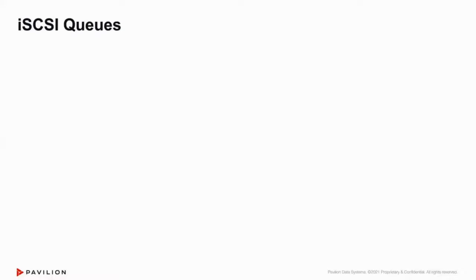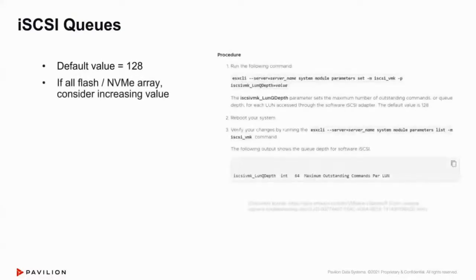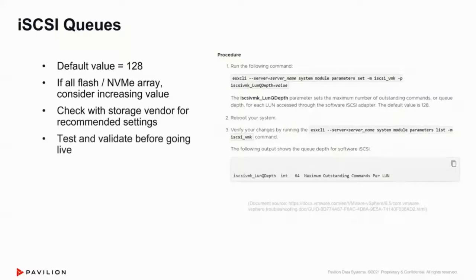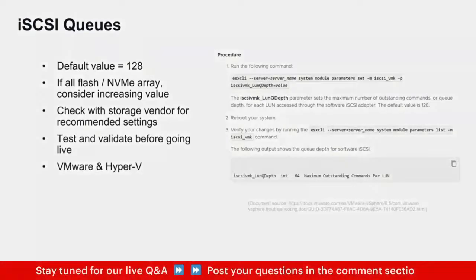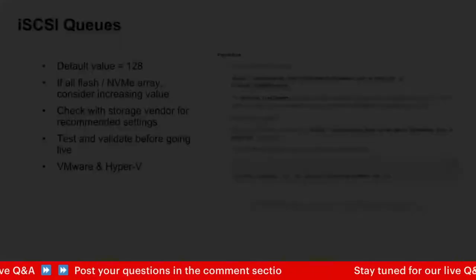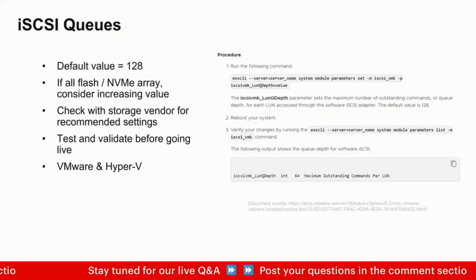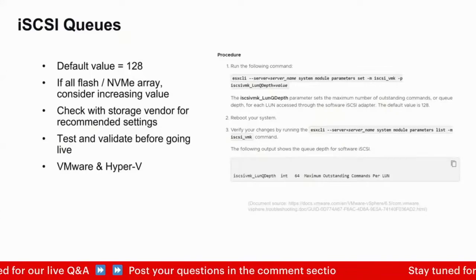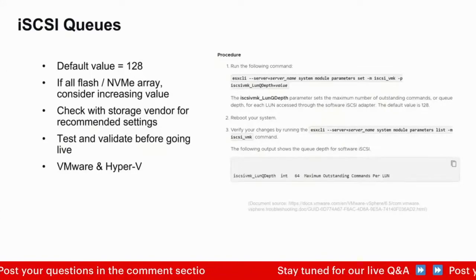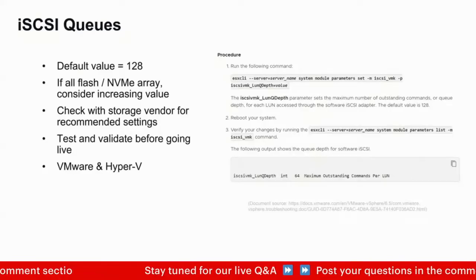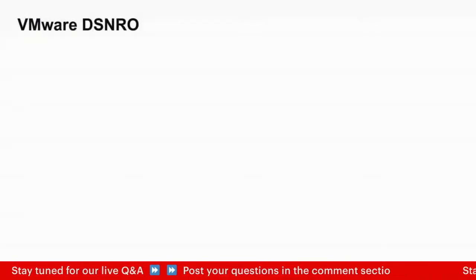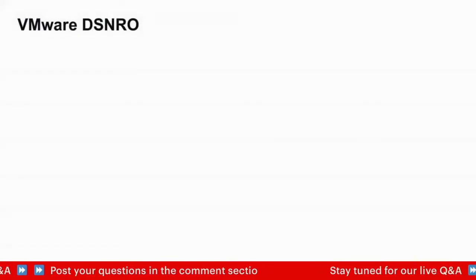Now, iSCSI, this is VMware and Hyper-V. The default queue depth is 128. So again, if you're on really good storage, this is probably too low. So as always, check with your storage vendor for recommended settings, test and validate everything. But there is the example of how to go change this on VMware. Their knowledge base article says go from 128 to 64. That's really silly. A lot of times we're going to go 256, sometimes a lot higher, depending on the storage platform that you've got. So that cleans up that layer.